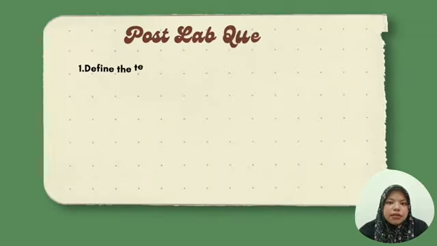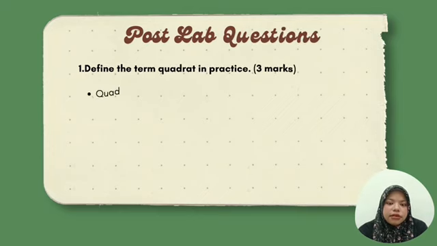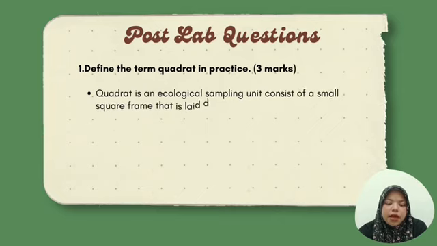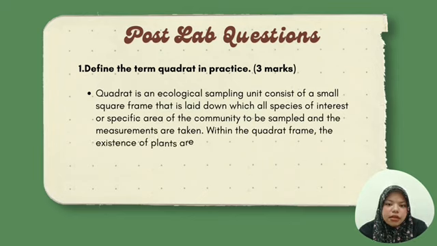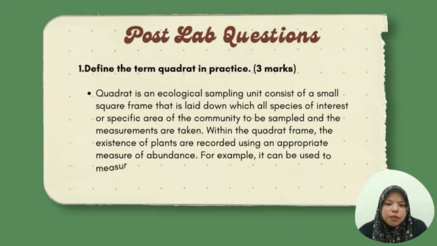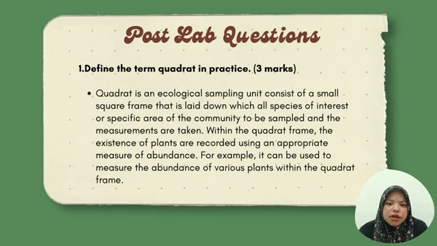The mission is to define the term quadrat in practice. A quadrat is an ecological sampling unit, consisting of a small square frame that is laid down on the species of interest or specific area of the community to be sampled, and the measurements are taken. Within the quadrat frame, the existence of plants is recorded using an appropriate measure of abundance. For example, it can be used to measure the abundance of various plants within the quadrat frame.